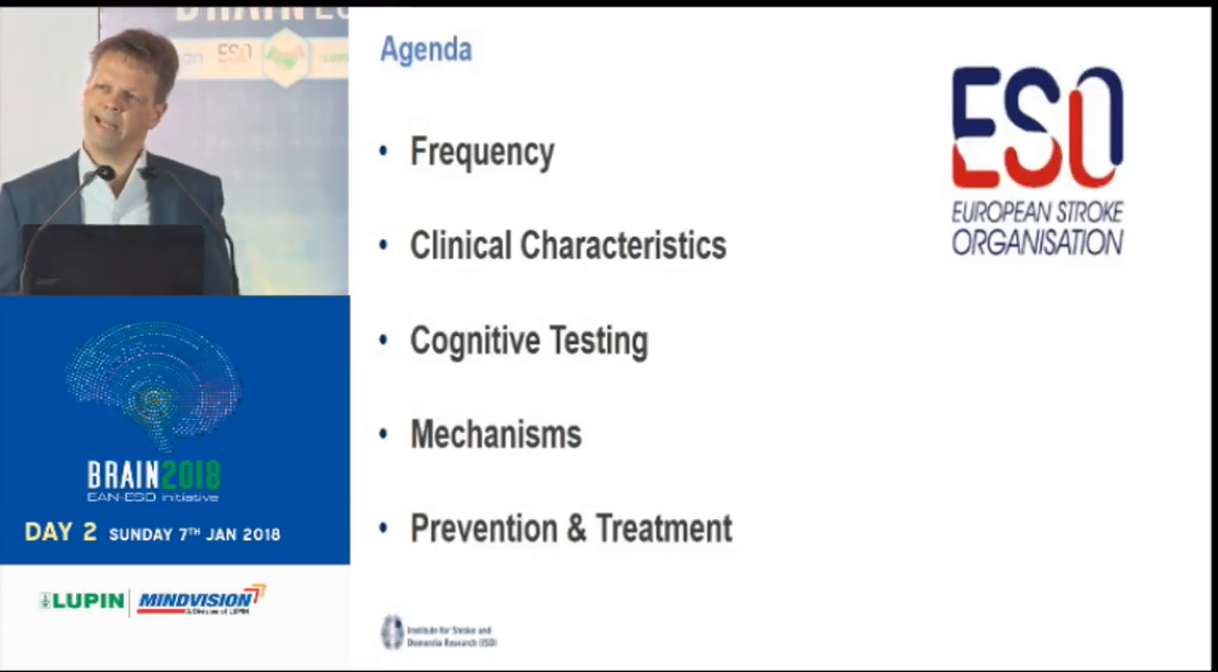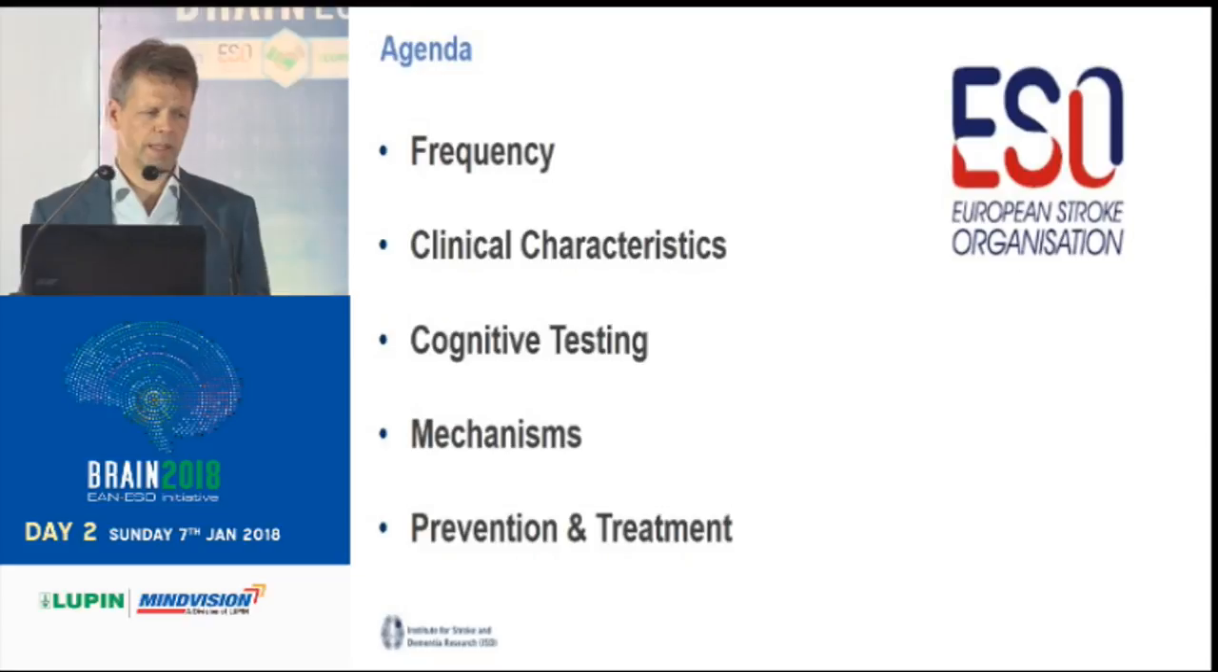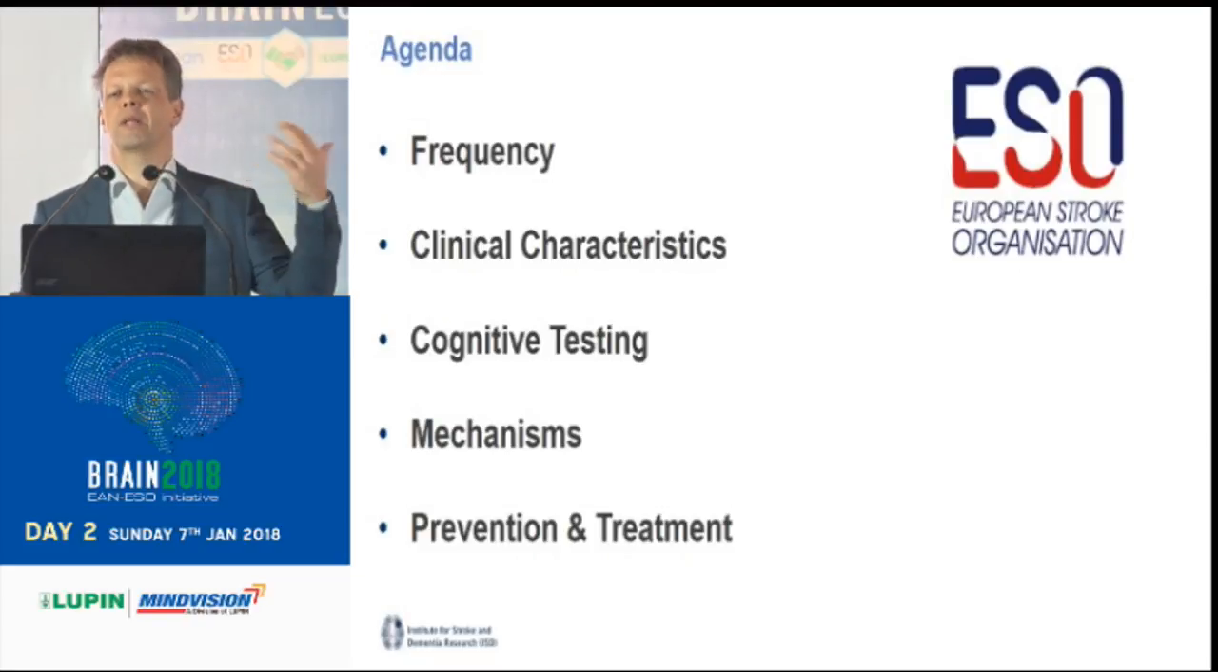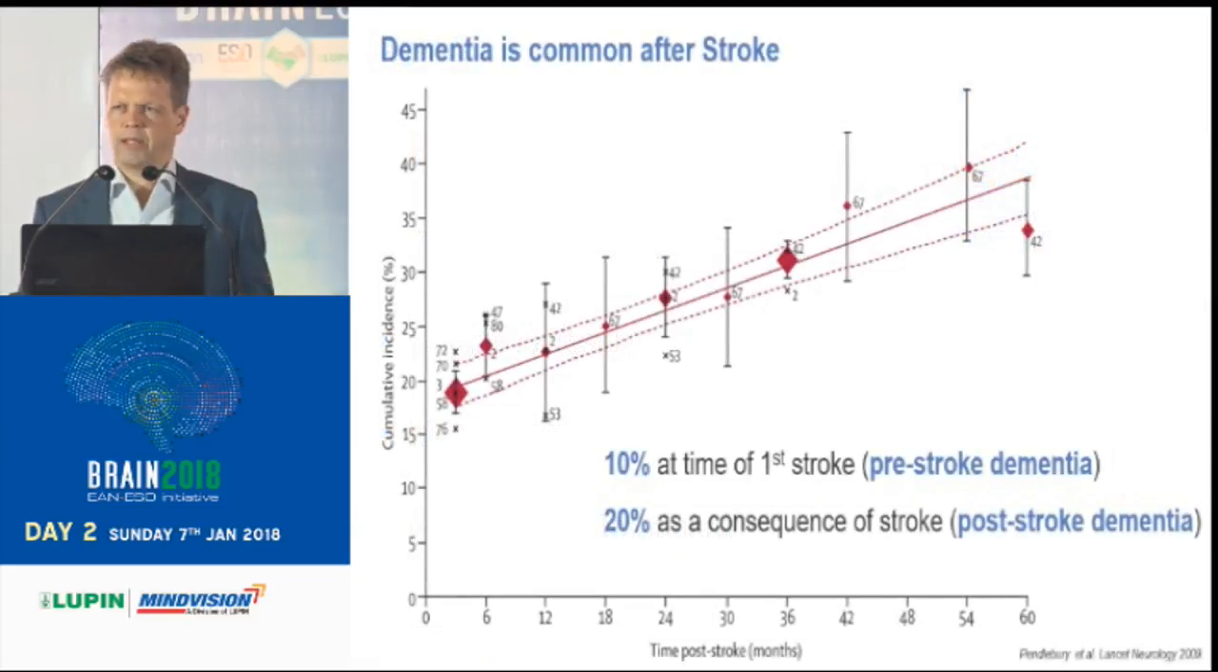And then I will move to mechanisms, just as I did yesterday, again speaking about sporadic disease and genetic forms of vascular cognitive impairment, and finally end with prevention and treatment. So the question: what can we actually do to treat these patients and to prevent the occurrence of vascular cognitive impairment? I will start off with post-stroke dementia and post-stroke cognitive impairment.